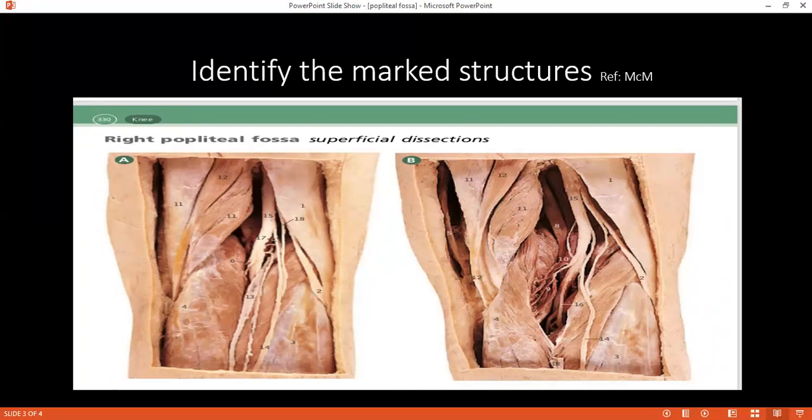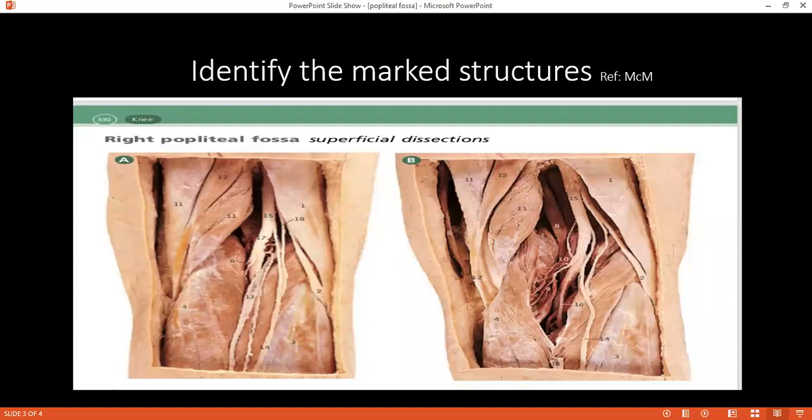Above, it's formed medially by semimembranosus and semitendinosus, and below by the medial head of gastrocnemius. And laterally above, it's formed by biceps femoris, and below by the lateral head of gastrocnemius.